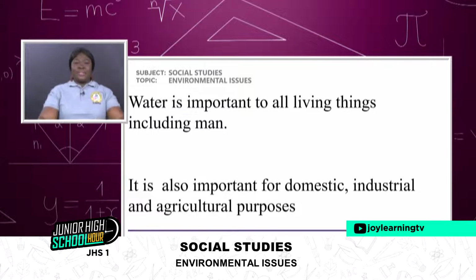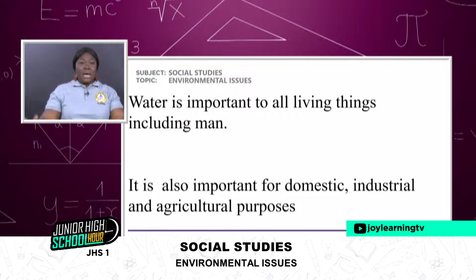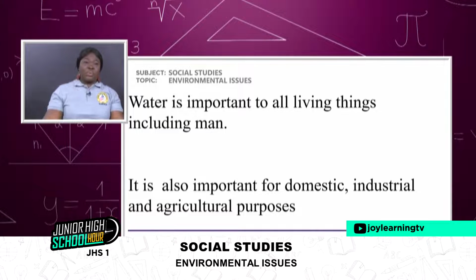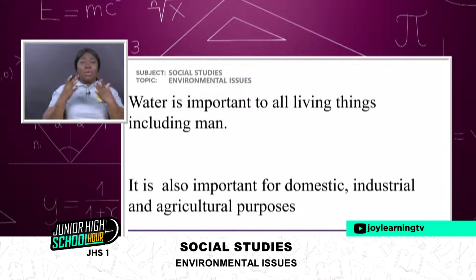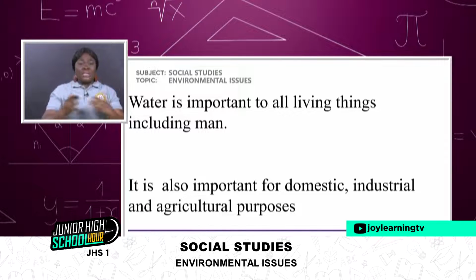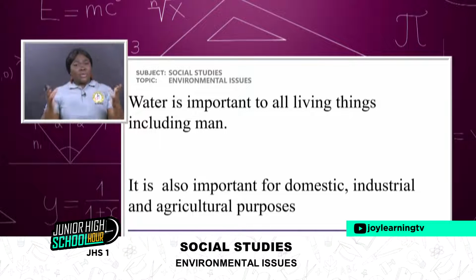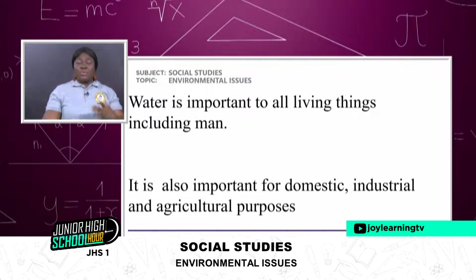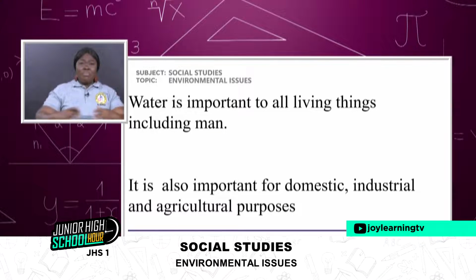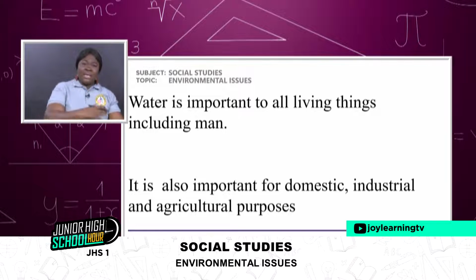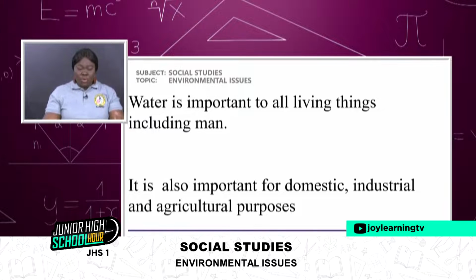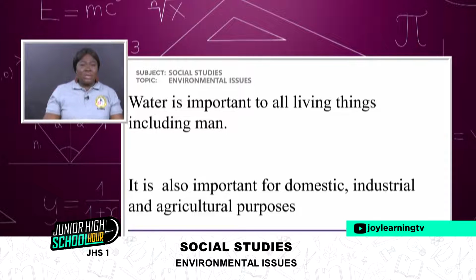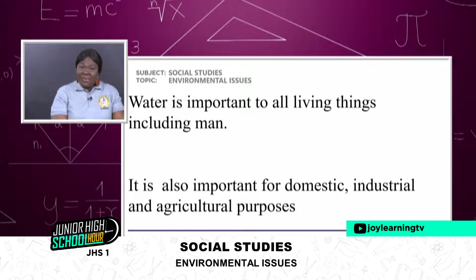Water is very important to all living things, including man. Animals drink water. Humans drink water. Without water, we cannot live. It is very important for domestic, industrial, and agricultural purposes. Domestic, we need water in our homes, and we need clean water in our home. So when the water is polluted, you cannot use it at all. Now, industrial use: there are lots of factories that use water in their daily processes. For example, pharmaceutical companies need water for mixing the powder for making paracetamol and others. The agricultural farms need water for irrigation to help the plants grow very well.